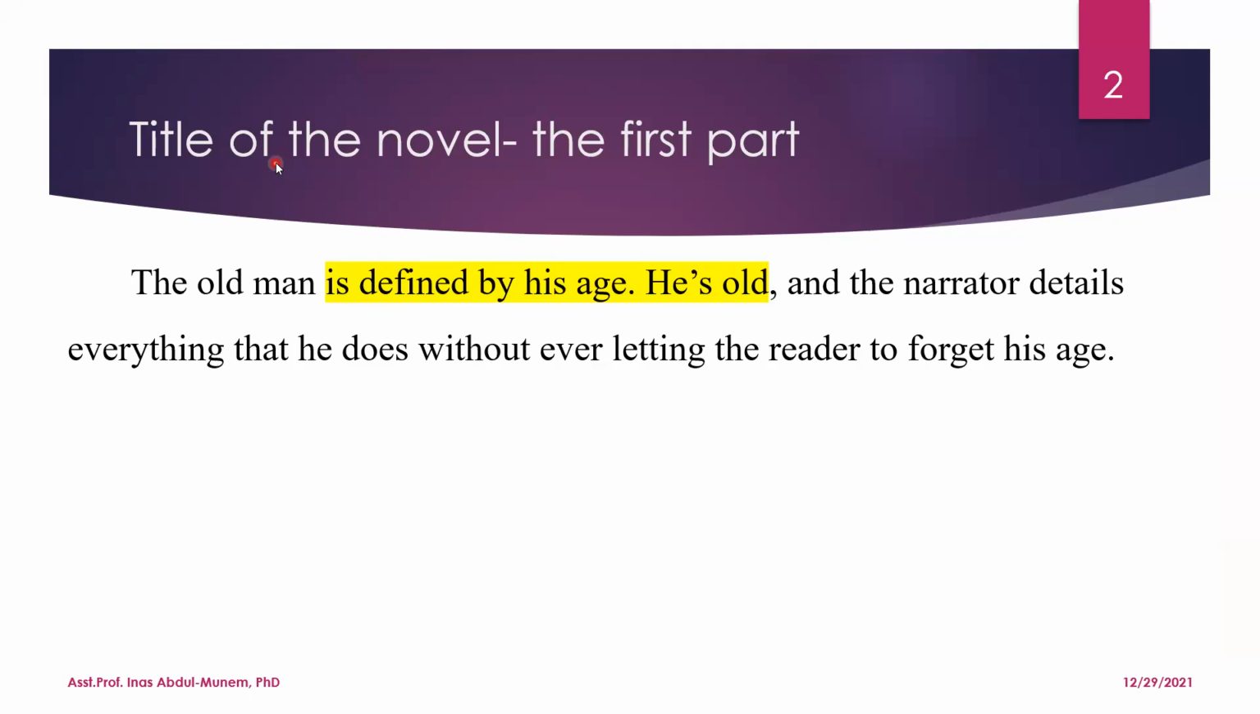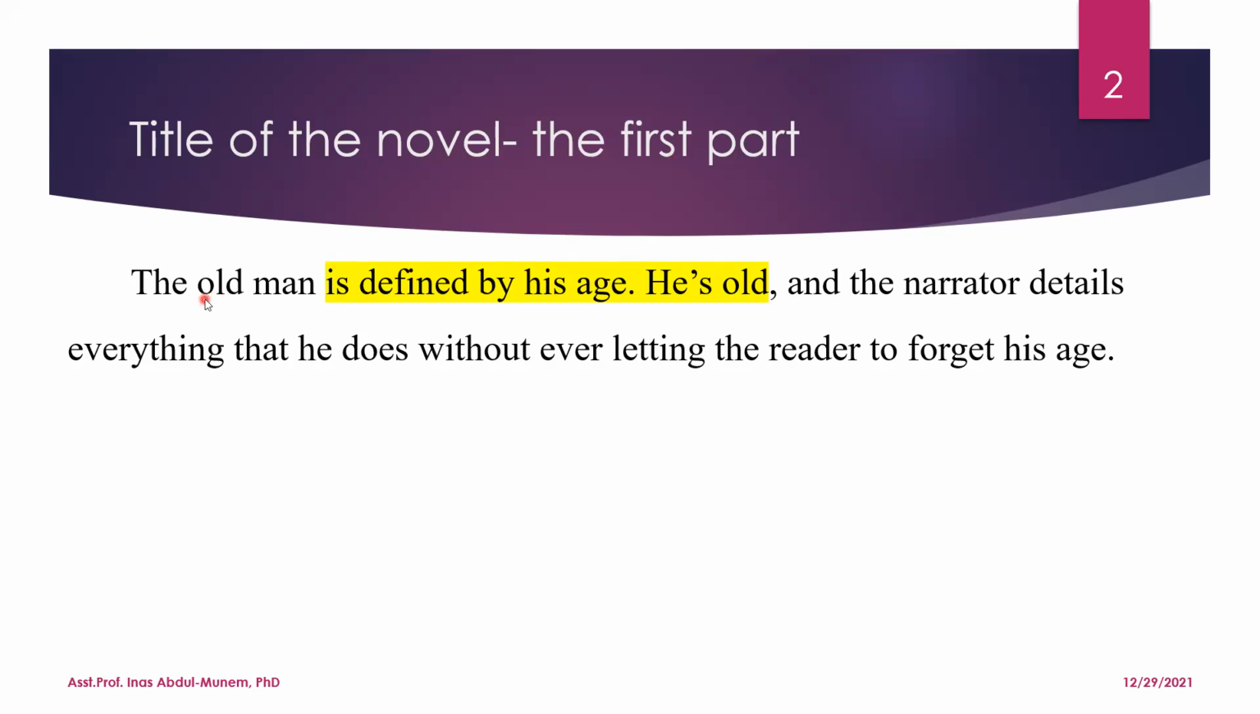The title of the novel, the first part. The title is divided into two parts, or is made of two parts. The Old Man and the Sea. The Old Man is the first part and the Sea is the second part. Let's see the first part.